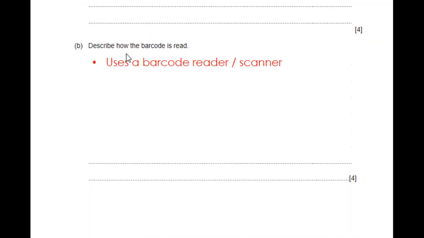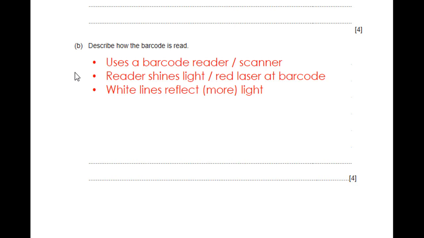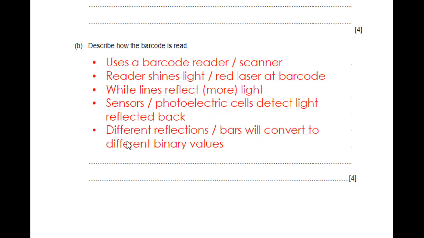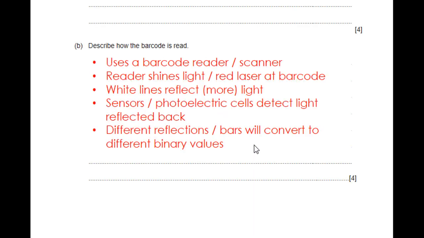And to describe how the barcode is read, we use a barcode reader or a scanner. We shine the light, the red laser, at the barcode. The white lines reflect more light. The sensor or the photoelectric cells detect the light that's been reflected back. It's fine to say sensors. The different reflections from the light bars and the dark bars will be converted into binary values. And then that will allow you to read the number.